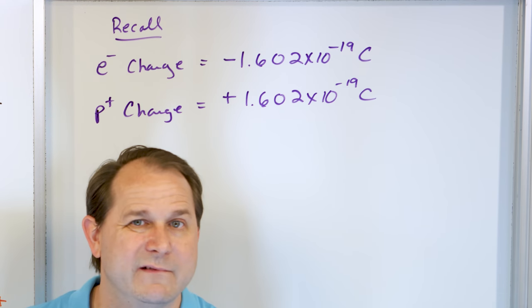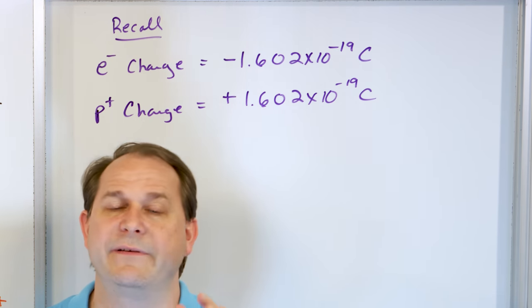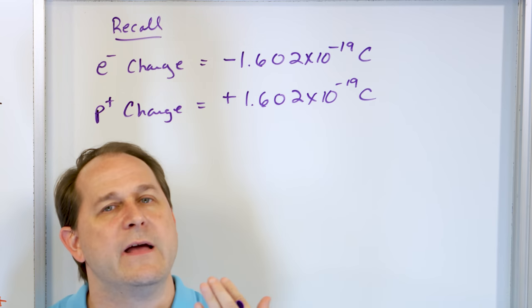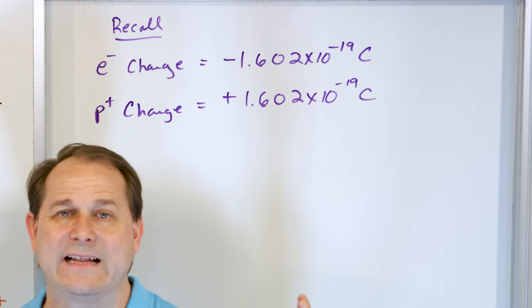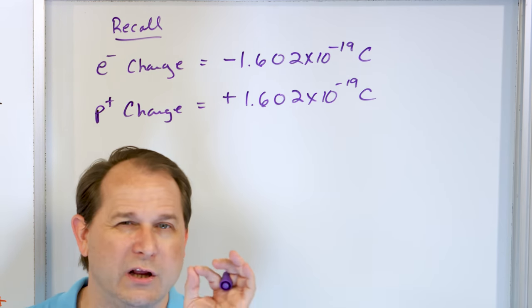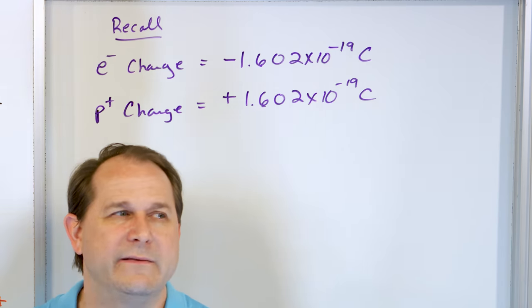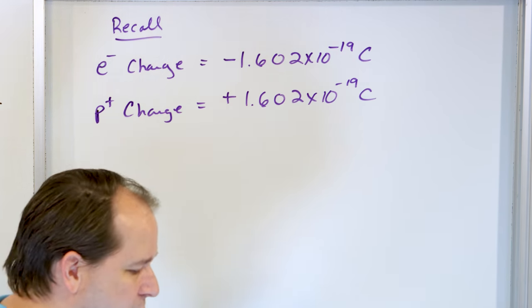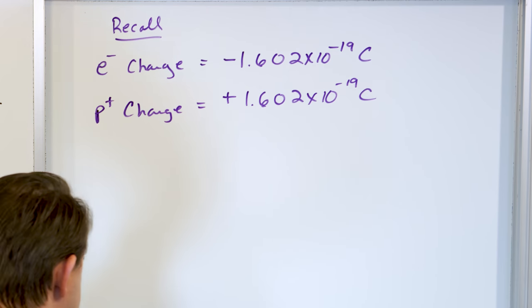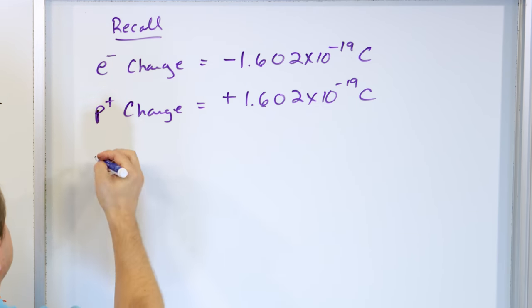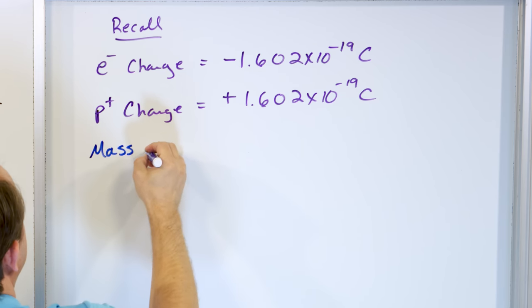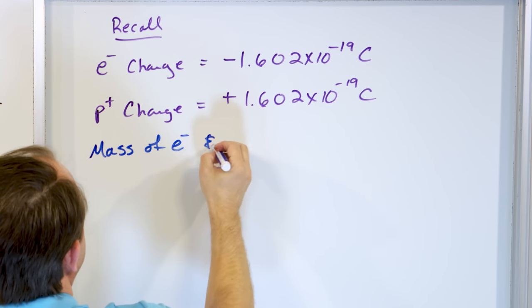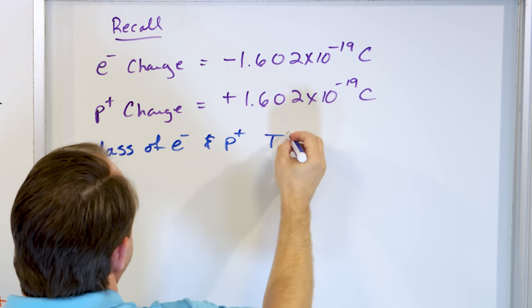They're not a little bit close, they're the same charge, equal and opposite. One has a positive and one has a negative. That is what allows the atoms to be exactly electrically neutral. If they were a little bit different, they wouldn't be neutral, but they are exactly the same, so atoms are neutral. All right? Now, the masses of electrons and protons are tiny.